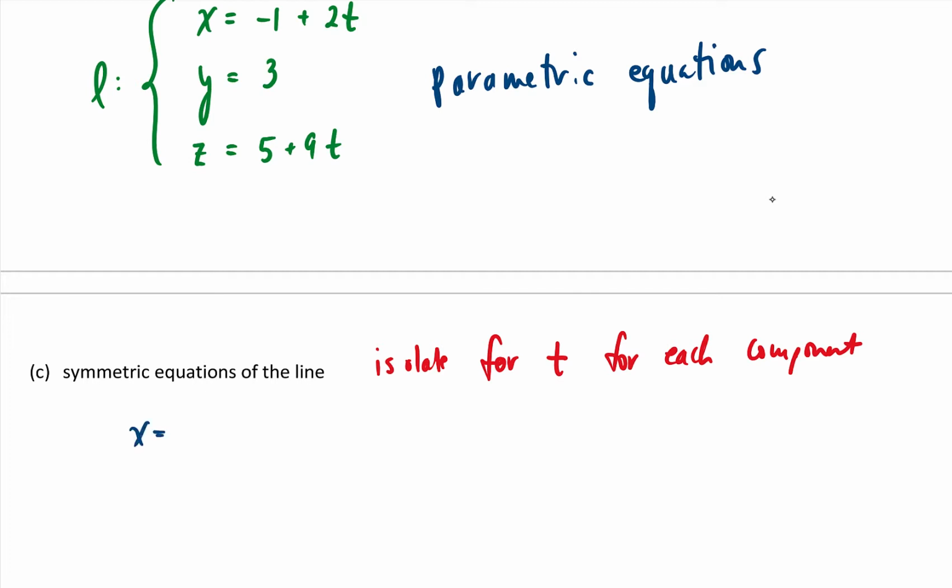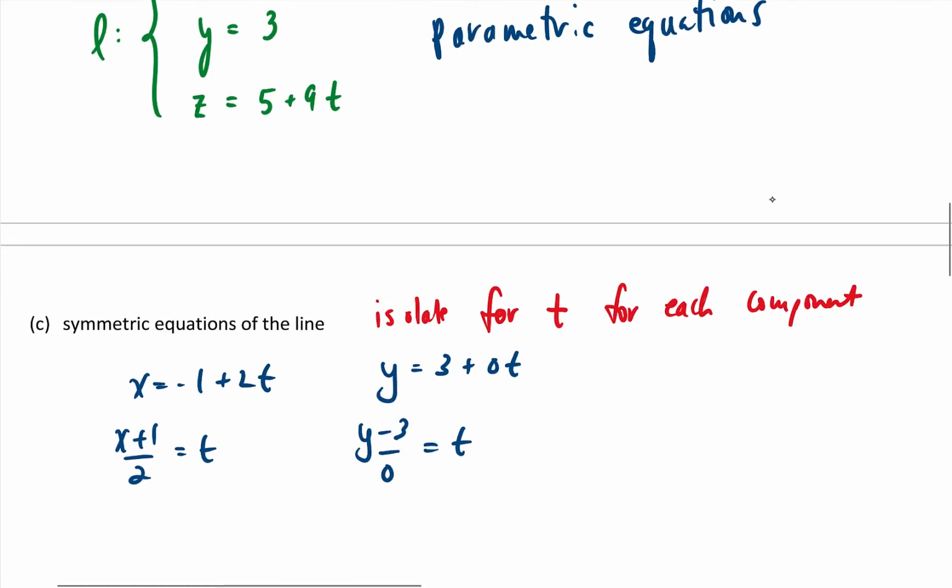So we have x equals -1 plus 2 times t. If I isolate for x, I get (x plus 1) over 2 is equal to t. Do the same thing with the y. Y equals 3 plus 0t. So that means we get (y minus 3) over 0 equals t. We're dividing by 0, so that could lead into some trouble.